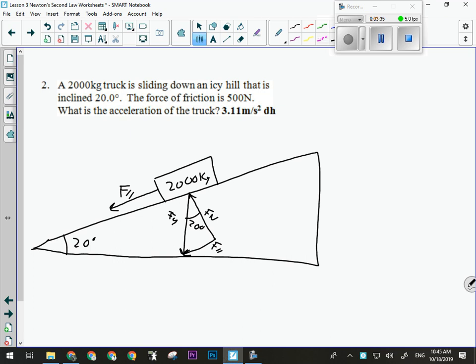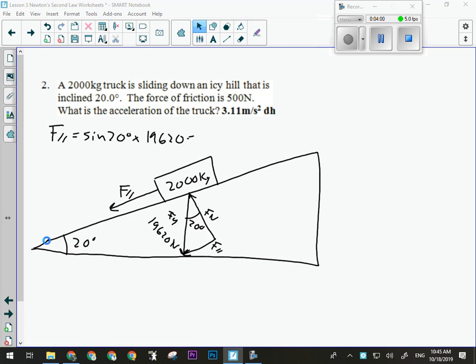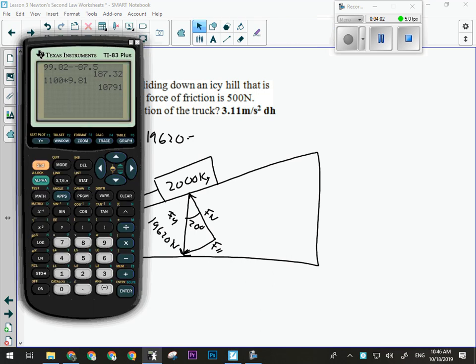Now that I know this triangle, can I calculate the force of gravity? Yeah, it's going to be 19,620 newtons. Okay, 2,000 times 9.81. Everyone okay with that? All right, to find F parallel, it's the opposite side of this triangle, and I know the hypotenuse. Okay, so F parallel is going to be the sine of 20 degrees times 19,620. So 6,710, and I'll keep all the decimals, newtons.